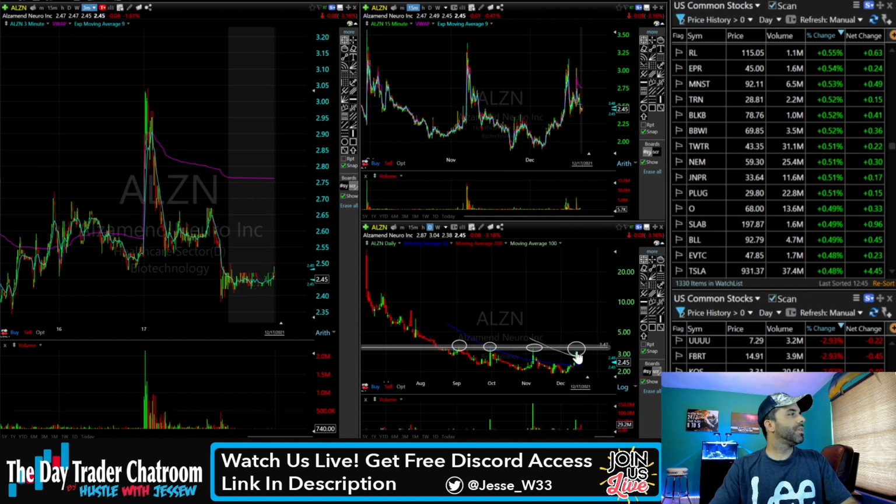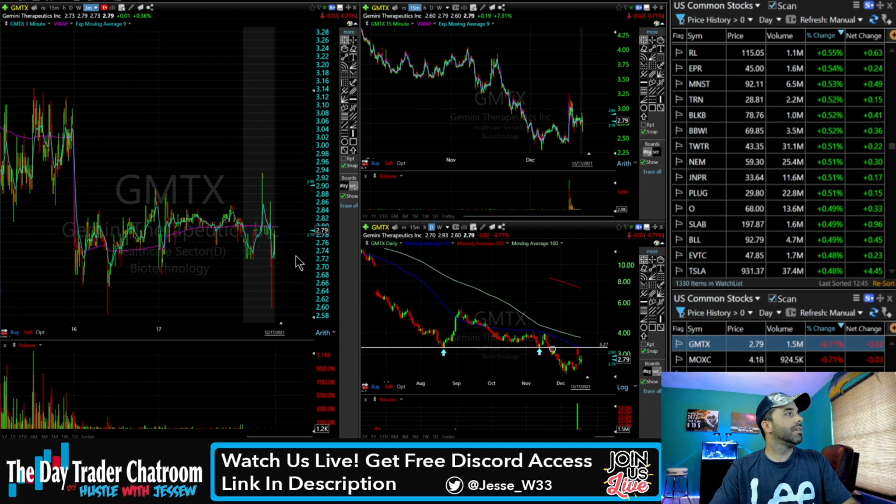ALZN still hasn't been able to break through this level here. So as long as it hasn't broken through that level, it's really not in play. We'll probably keep it on watch here a little bit. ALZN watching for break and hold of the 350 area. Could have room to 5. To see if any of these are still in play.